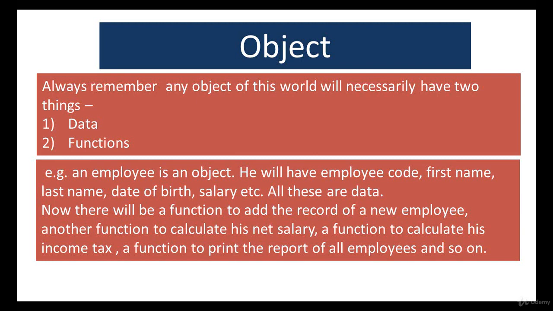For example, suppose there is an employee, David. So this employee, David, will be an object. He will have employee code, first name, last name, date of birth, salary, etc. All these are data. Now, there will be a function to add the record of a new employee, another function to calculate his net salary, a function to calculate his income tax, a function to print the report of an employee, all the employees, and so on. Now, all these are functions. So you can easily distinguish between data and functions.